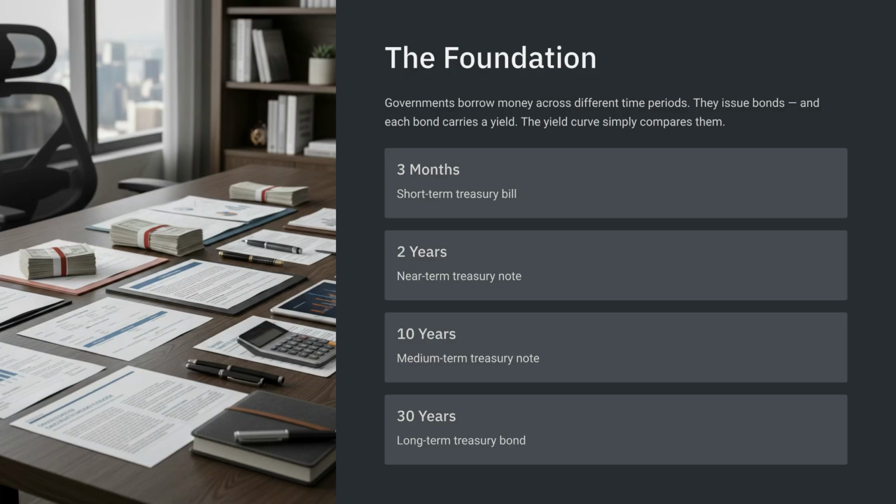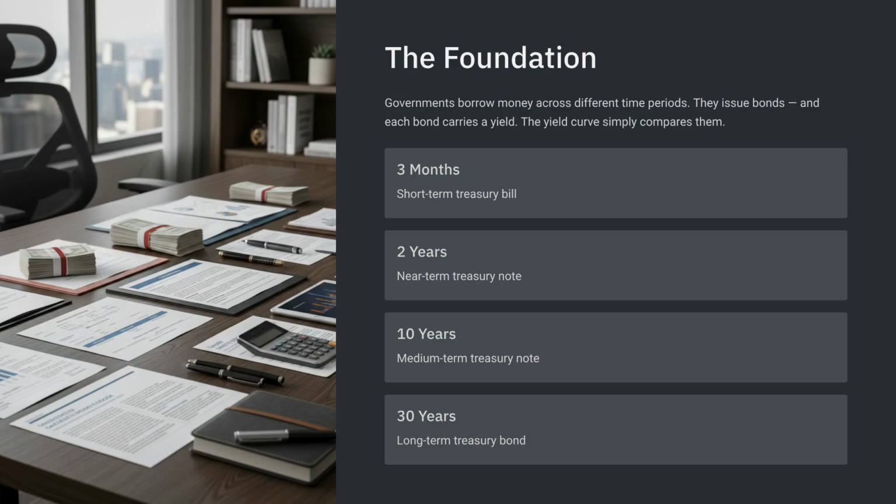To understand the yield curve, we first need to understand government bonds. Governments constantly borrow money, and they do that by issuing bonds. Now, these bonds come in different time periods. Some mature in 3 months, some in 2 years, some in 10 years, and some even in 30 years. When you lend money, the government pays you interest. That interest is called the yield.